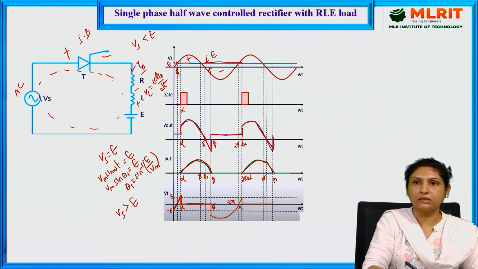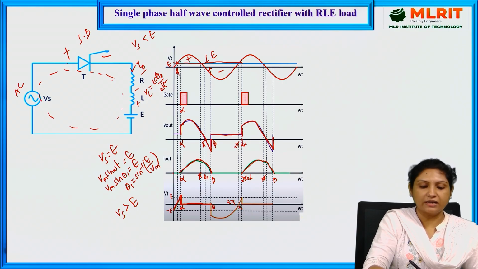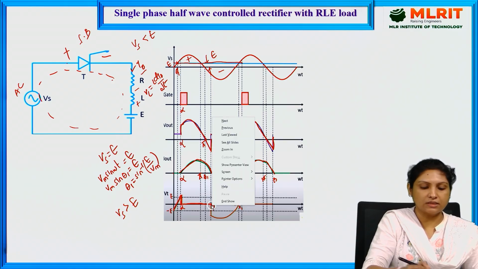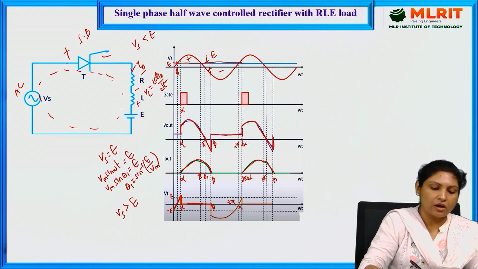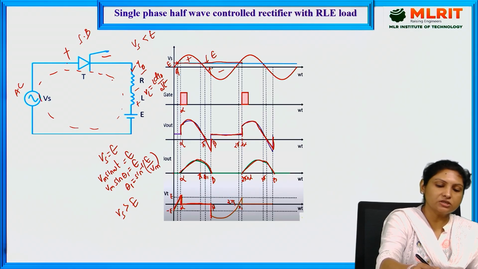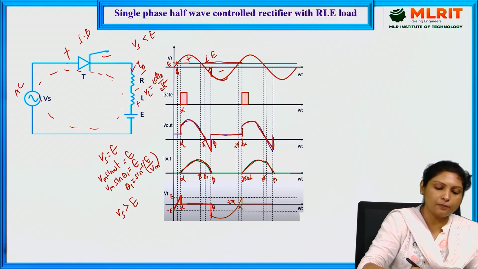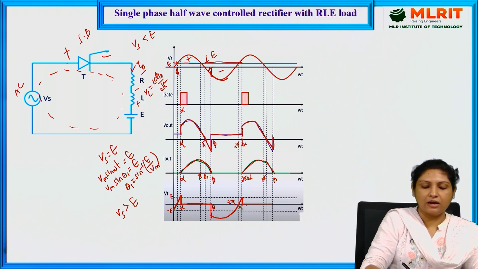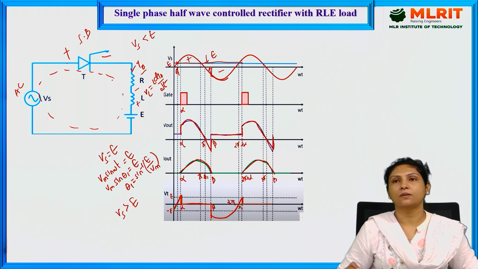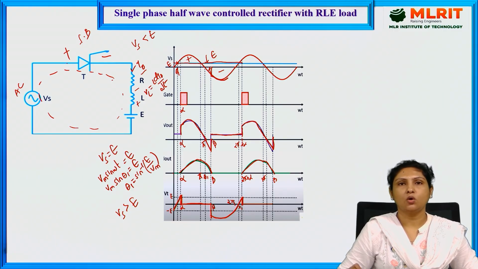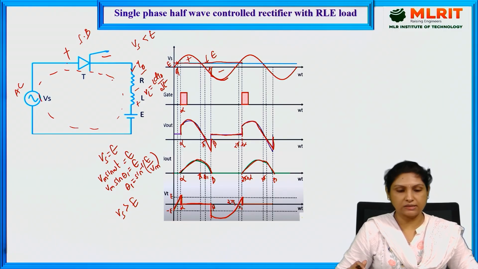And at this instant called beta, the thyristor is off again, and because of that, whatever the voltage across the source will appear across the thyristor, and that is how we get the thyristor voltage till this instant, and again the cycle repeats. This is the voltage waveform across the thyristor. Hope now you have got a clear understanding.